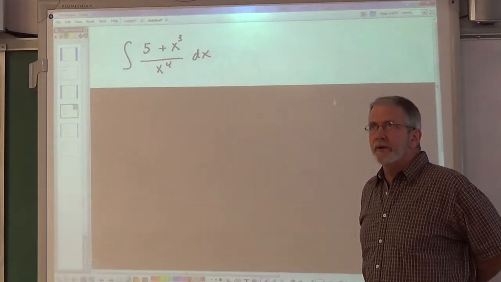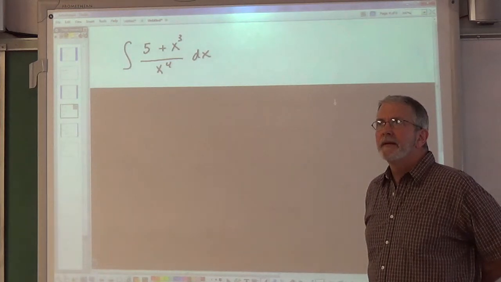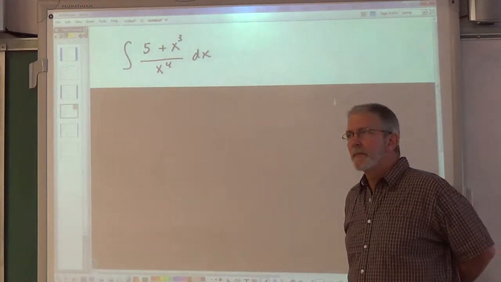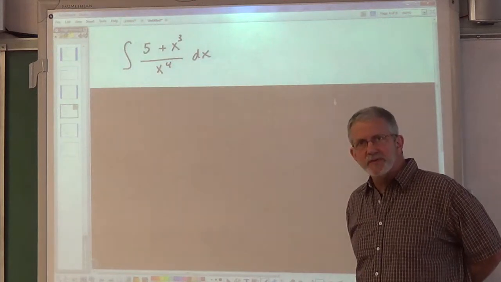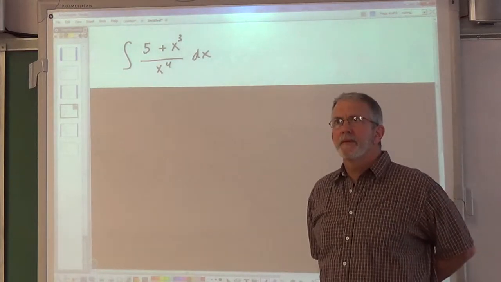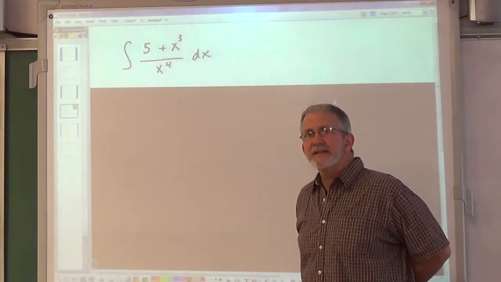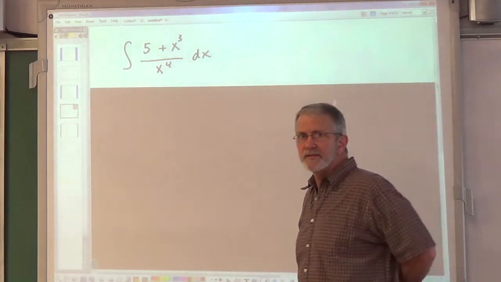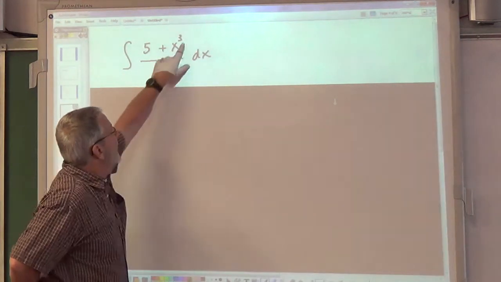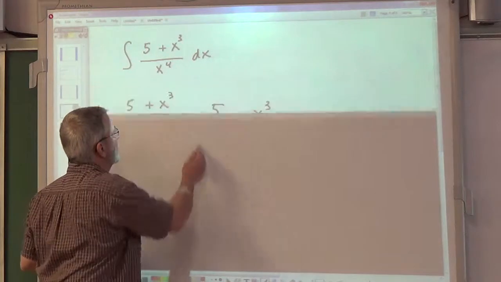And what we need to realize in AP Calculus AB is we're never going to be able to anti-differentiate a quotient. So we're going to have to do something with those quotients when we see them. We're either going to have to use substitution or manipulate the quotient so that it is no longer a quotient. And that's exactly what I'm going to do here. I'm going to use the definition of addition of fractions, and write this 5 plus x cubed over x to the 4th as 5 over x to the 4th plus x cubed over x to the 4th, like this.